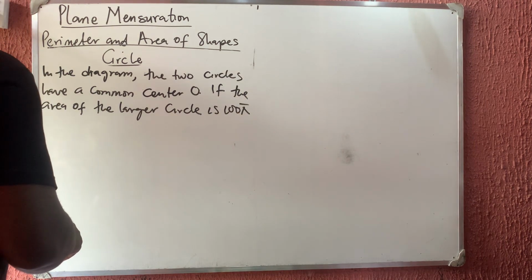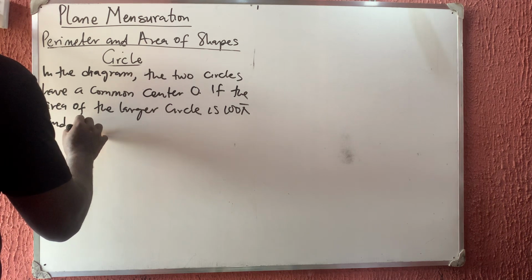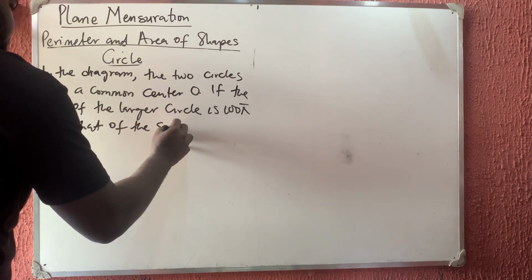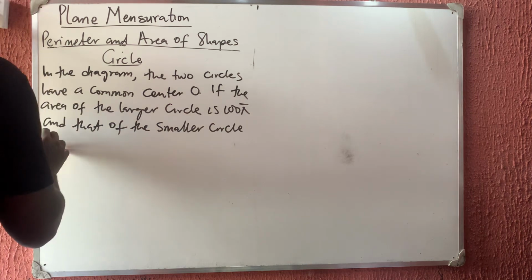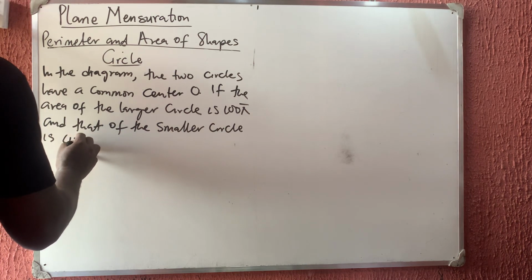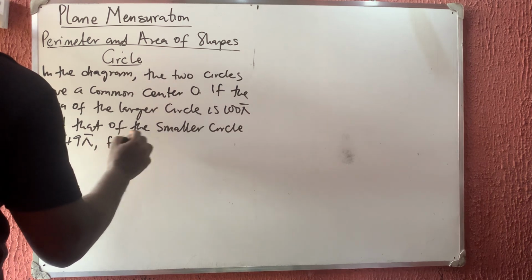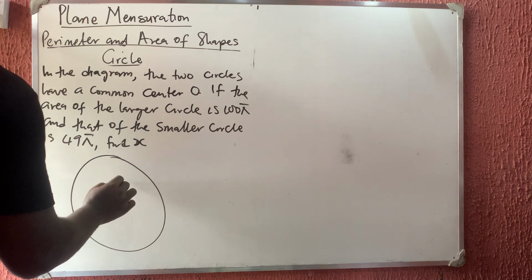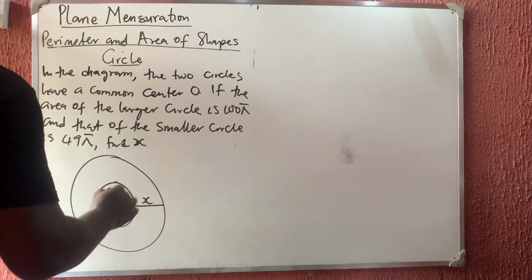If the area of the larger circle is 100 pi and that of the smaller circle is 49 pi, they now say we should find x. Okay, and then this is the circle they gave. This is the diagram, so from here to here is x.